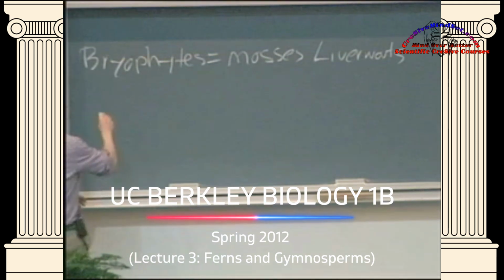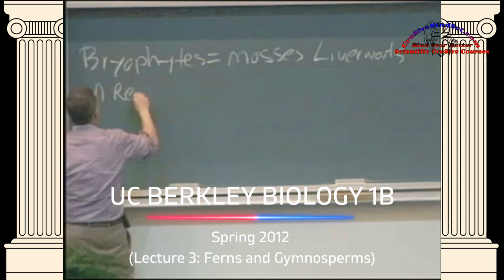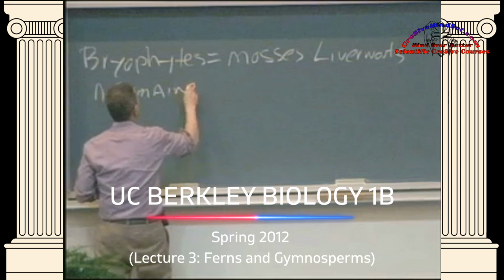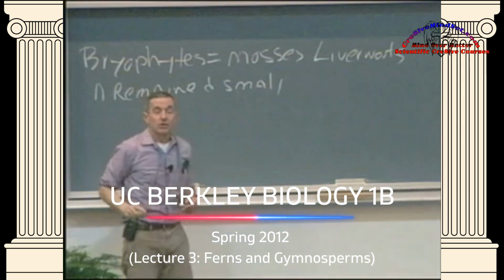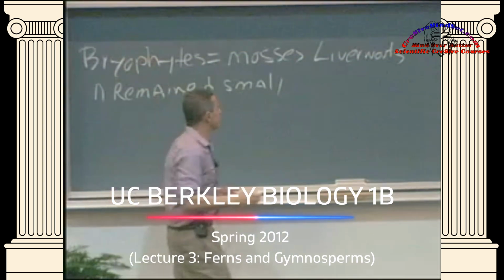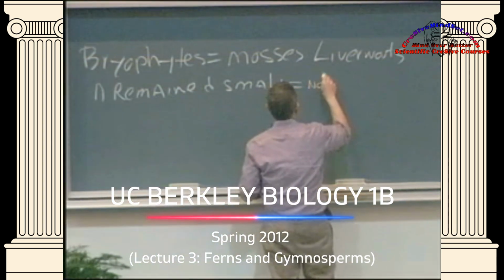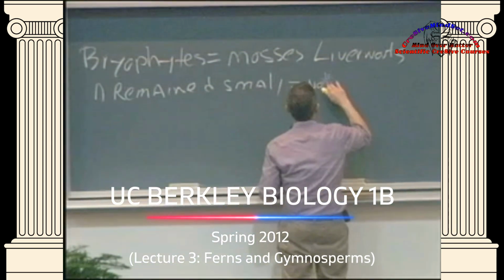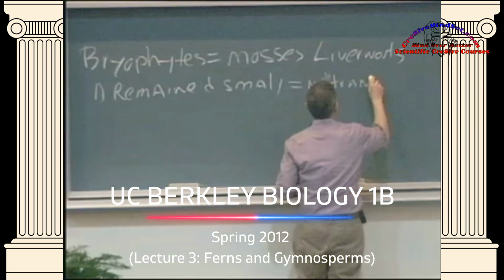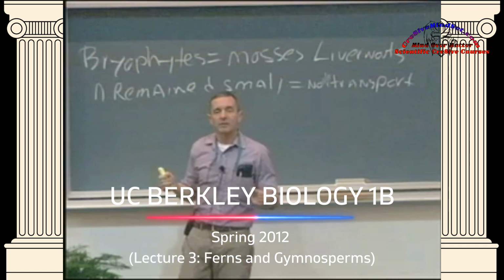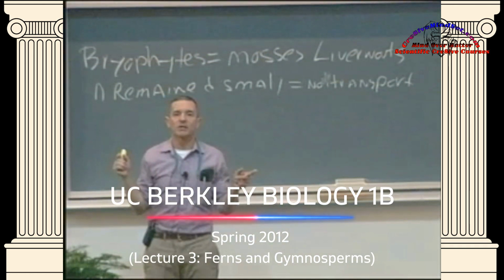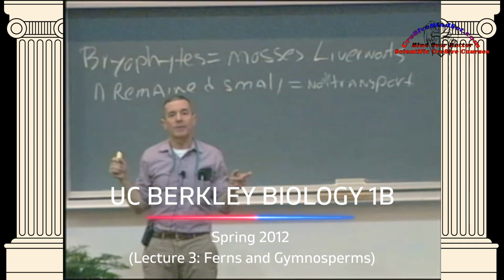Well, the first characteristic is that the bryophytes have remained small. So they don't have to worry about transport. Now, even though they're small, they might be a couple of centimeters long, they still have to worry about water.